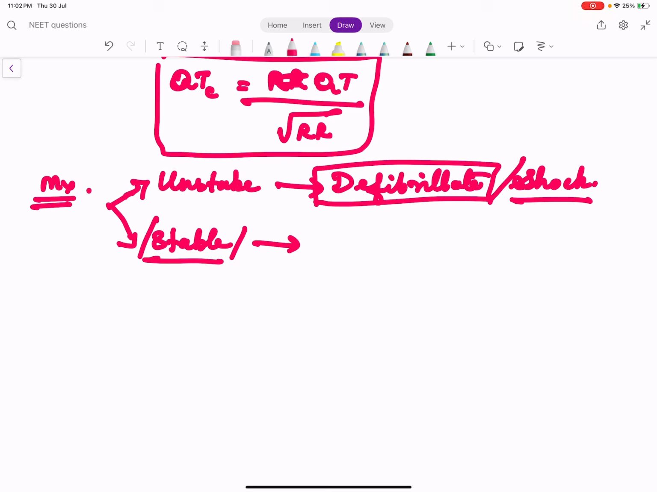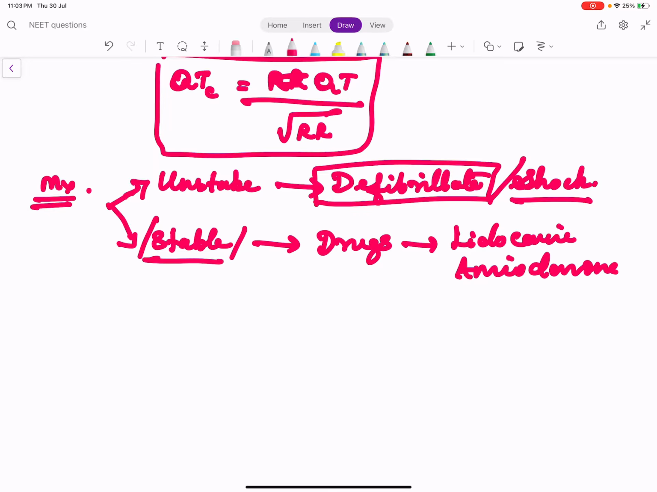Like we discussed, electrical cardioversion. Suppose the patient is stable, then in that case we have to give drugs. So usually some drugs like lidocaine, amiodarone, etc. are given in ventricular fibrillation.